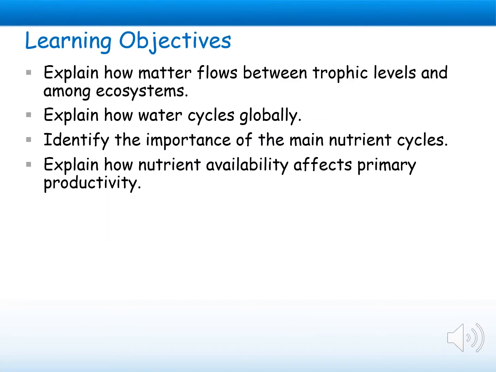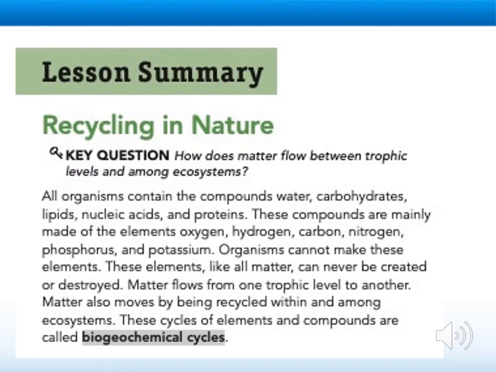The learning objectives for 4.3 are: explain how matter flows between trophic levels and among ecosystems, explain how water cycles globally, identify the importance of the main nutrient cycles, and explain how nutrient availability affects primary productivity.